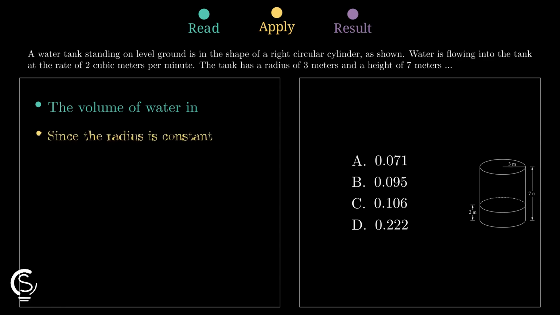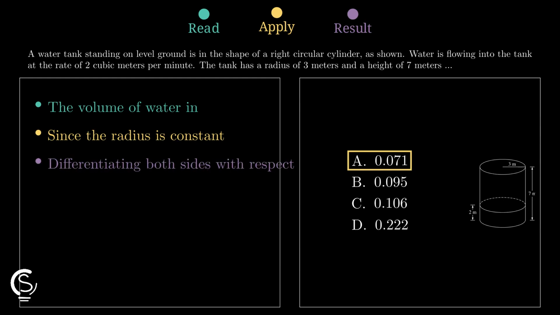Differentiating both sides with respect to time gives the rate of change. Plugging in known values leads directly to the correct answer, option A.